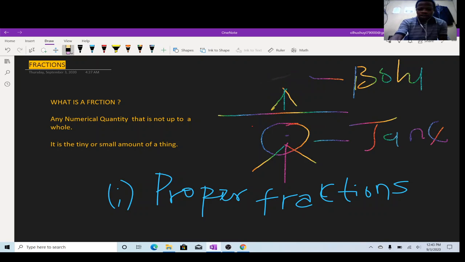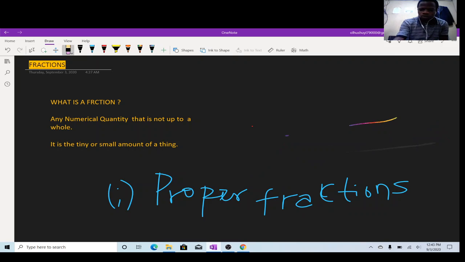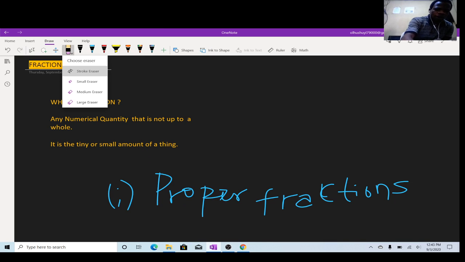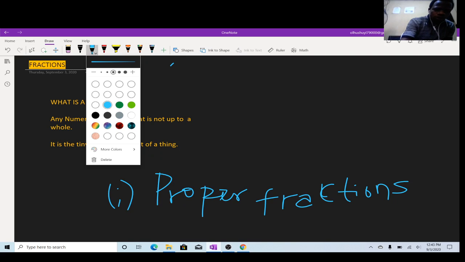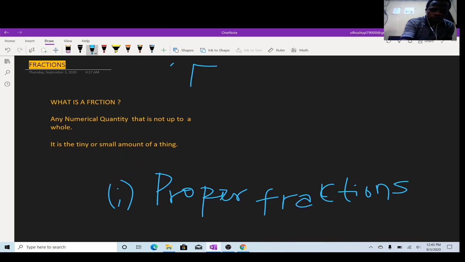Let me give examples of proper fractions. Let's talk about examples.